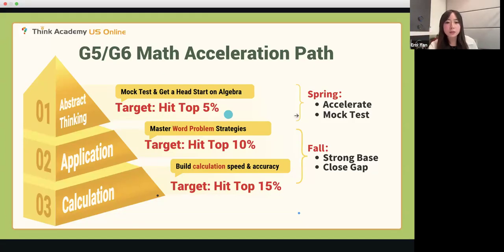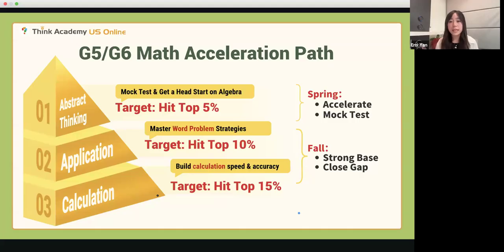So this target is for students who are aiming to hit that top 5%. All right, so what does that look like in those semesters? That means for the fall semester, we're gonna focus on two things: first, strengthen the base. Second, close the gaps, so identify where I need to improve. Is it number? Is it geometry? And then for the spring semester, we're gonna focus on accelerating.